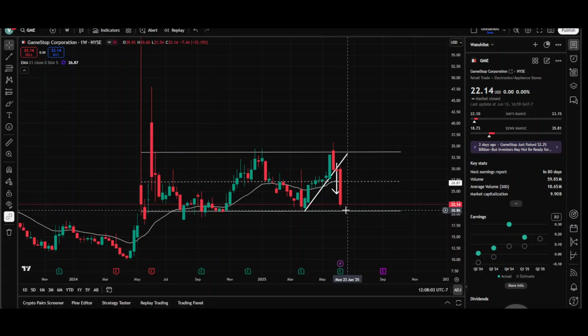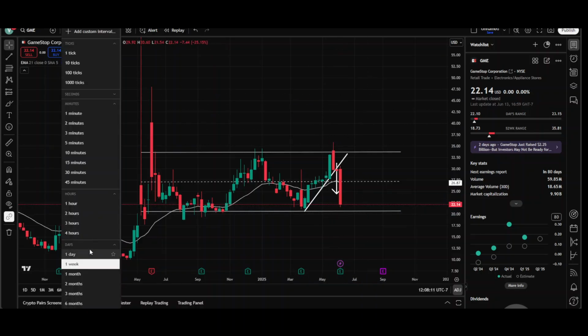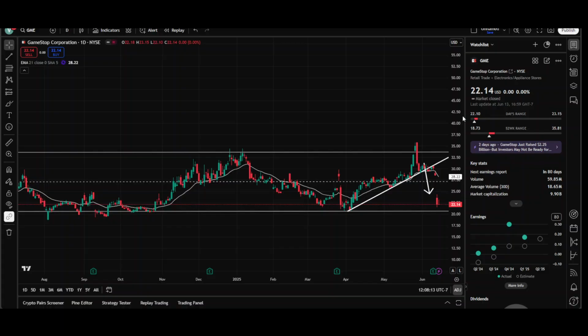So overall, we're almost to the major support level. Let's see if we get a bounce from this level, low 20s, like $20, $19, and then see if buyers step in or not. So that's all I have for GME on the daily and weekly charts.